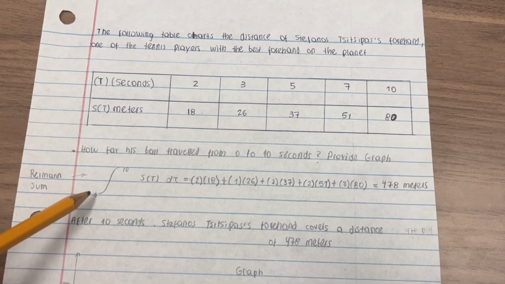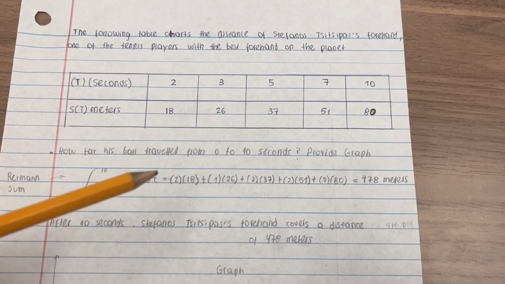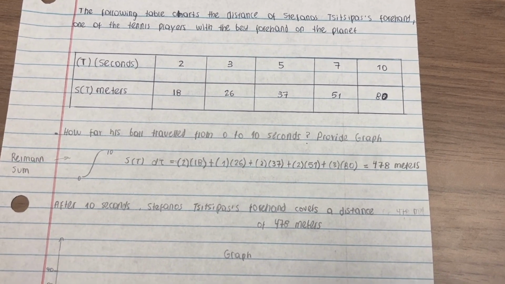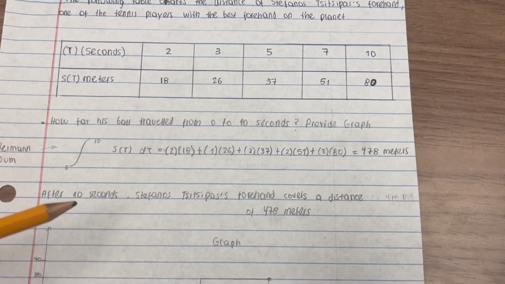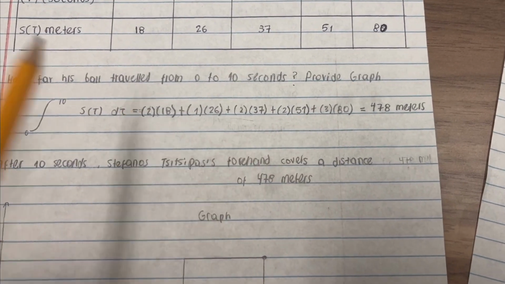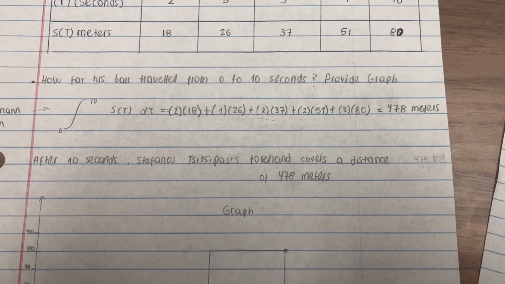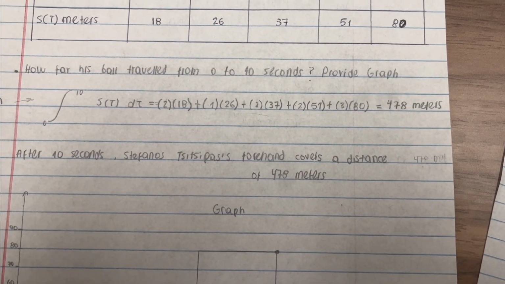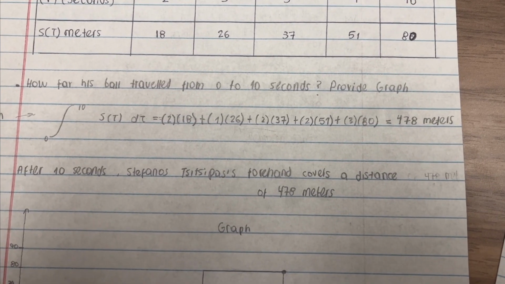Since you have a 0 here, you would have to do the exact same thing, but since 0 multiplied by any number is 0, the result is not affected. That is why it's not shown. After solving this problem, we can see that Stefanos Tsitsipas' forehand traveled 478 meters from seconds 0 to 10.